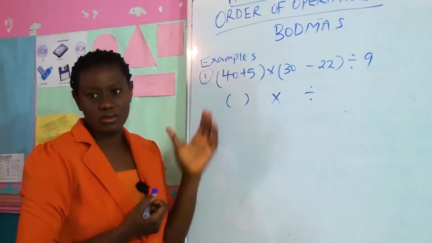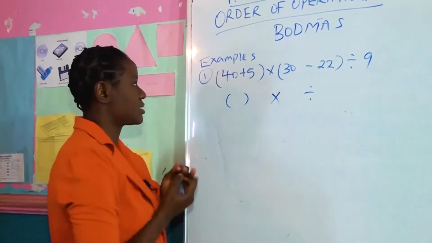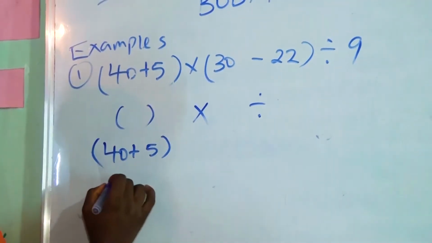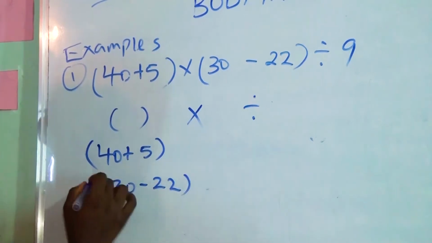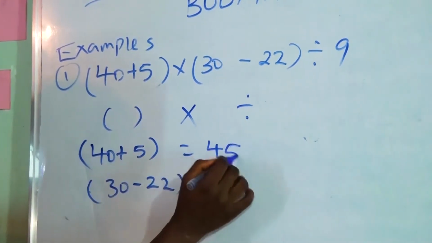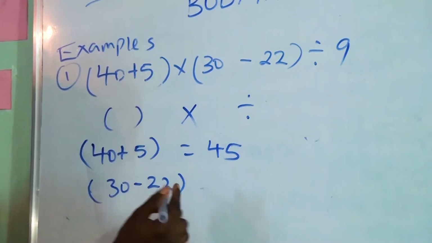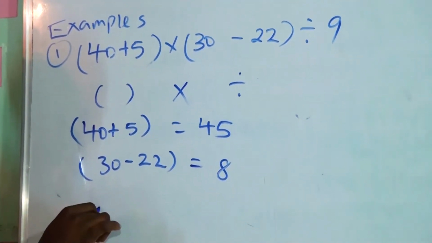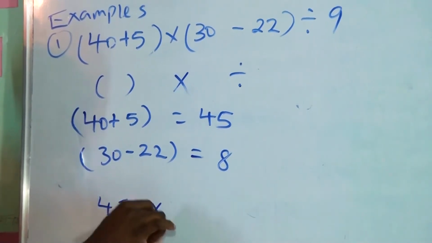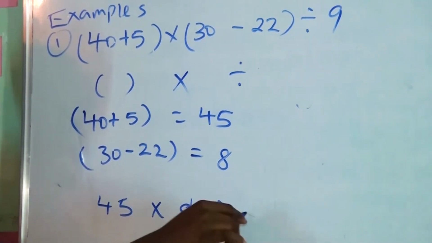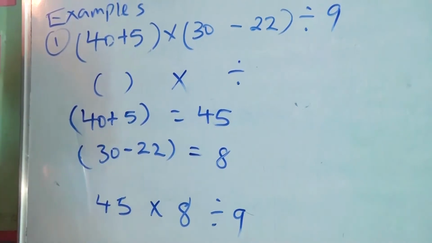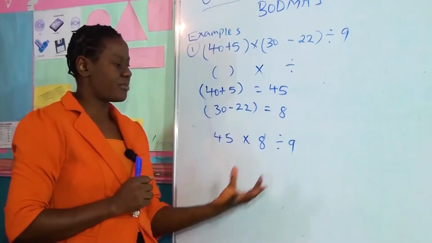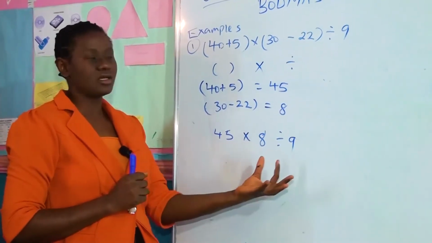So let's treat what we have in brackets. We have 40 plus 5 and 30 minus 22. 40 plus 5 is 45. 30 minus 22 is 8. Now, it's as if we have 45 times 8 divided by 9. We've dealt with the brackets. Now we have times and division.